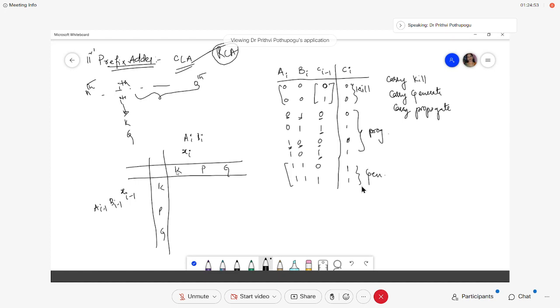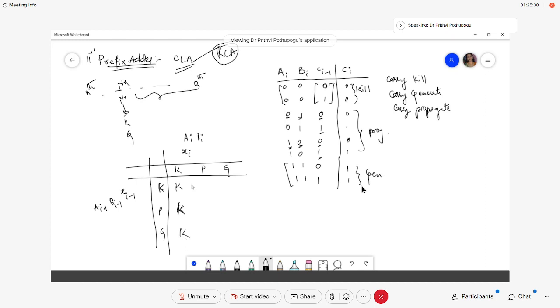If the present bit is a kill, directly it will be a kill. Whether the previous is kill, propagate, or generate, the in place bits being 0, 0 makes it a kill, and all previous carry conditions get cancelled. Whether the previous stage is kill, propagate, or generate, if the present stage bits are 0, 0, it is a direct kill.